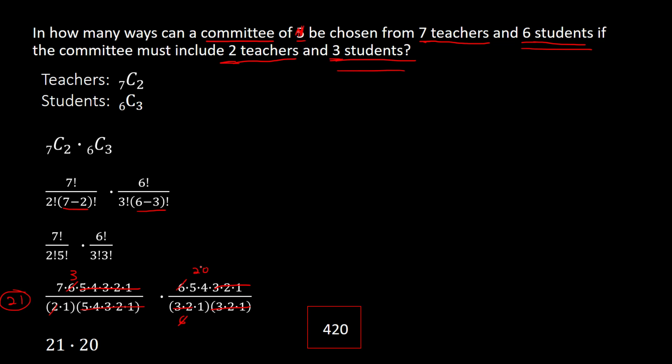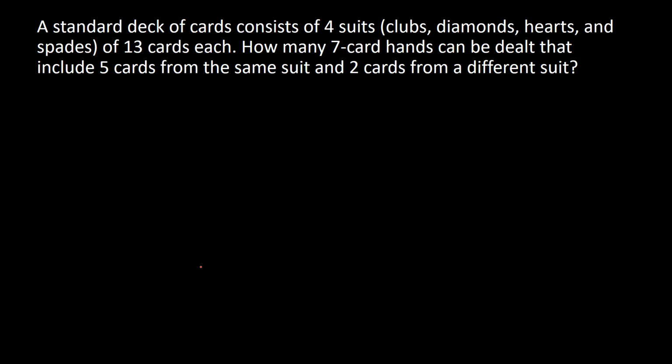Now this next example is the most complicated one that we are going to deal with in this lesson. Here we are told that a standard deck of cards consists of 4 suits, clubs, diamonds, hearts, and spades, and each suit has 13 cards. And the question is, how many 7-card hands can be dealt that include 5 cards from the same suit and 2 cards from a different suit?